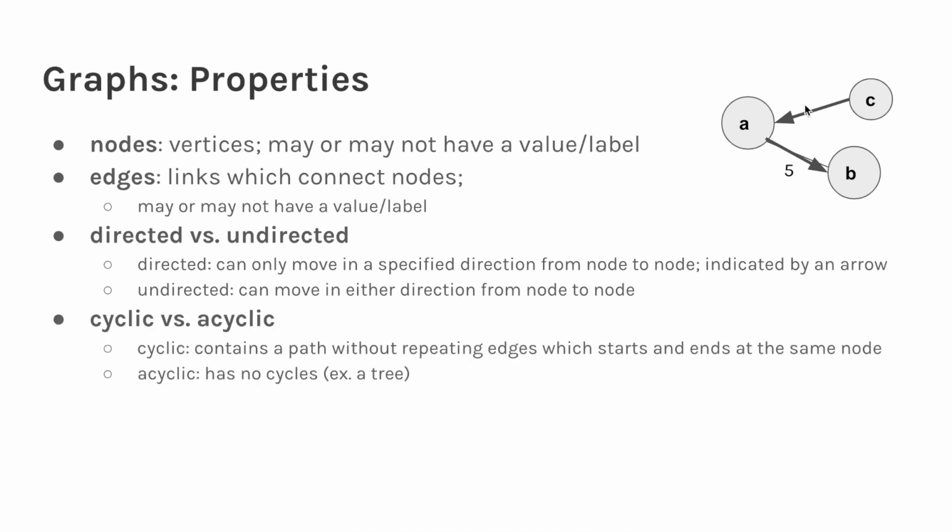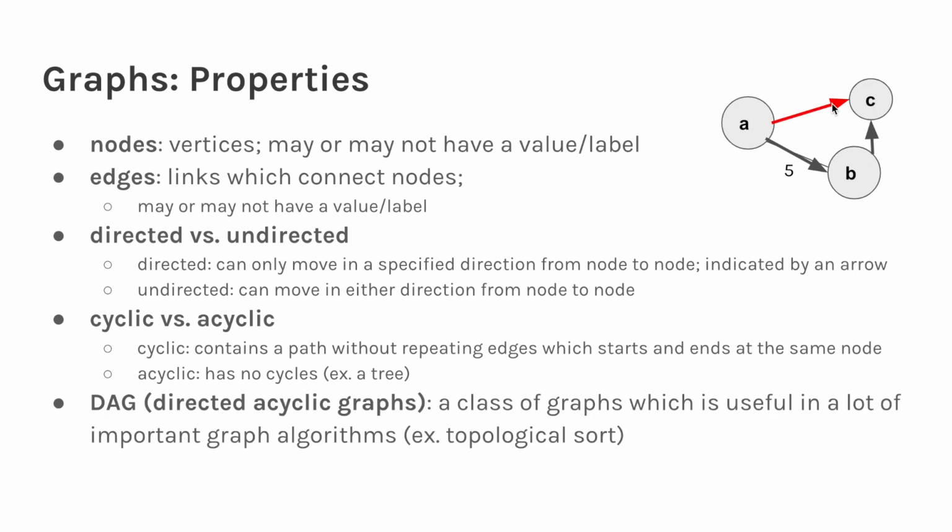And then we have cyclic versus acyclic graphs. A cyclic graph is a graph that can contain cycles, and cycles are paths without repeating edges that start and end at the same node. This graph right now has no cycles. If we add this edge, now it has a cycle because we can get back to A using this path, A, B, C, A, and it doesn't repeat any edges. But if we change this edge like so, it's directed, but it's now not cyclic because there's no path that brings us back to where we started.